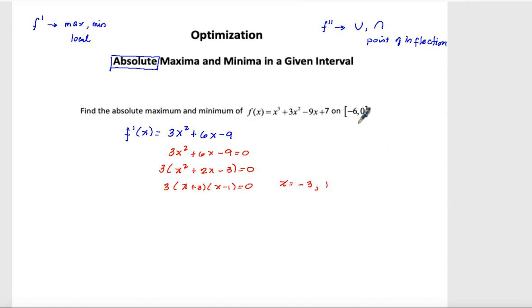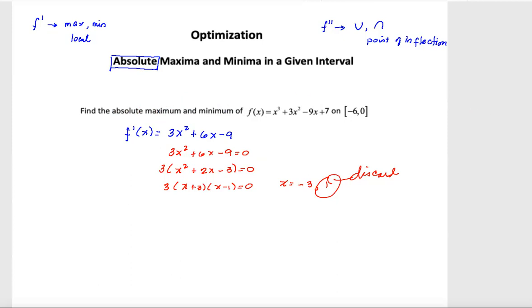Now, taking a look at the interval, your interval is from -6 to 0. So -3 is within the interval, but 1 is not. That means we can discard 1, because that is not within the interval. Now, if we're finding the local or relative maximum or minimum, then you can just say -3 could be the relative maximum or minimum. But here, we want to find the absolute.